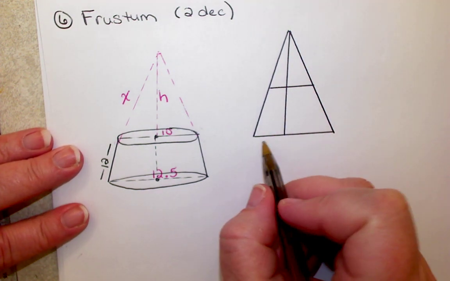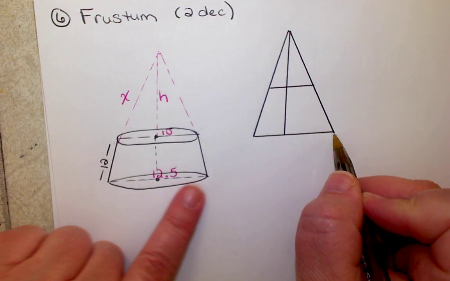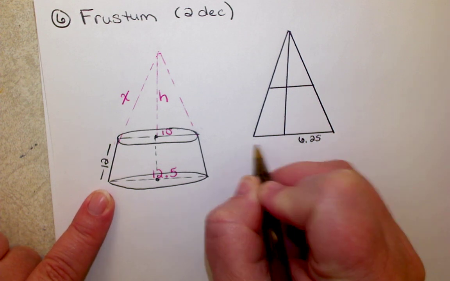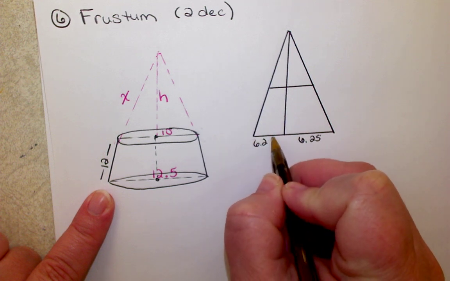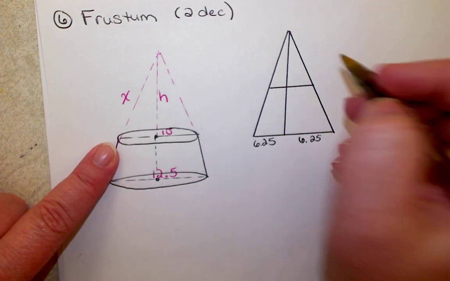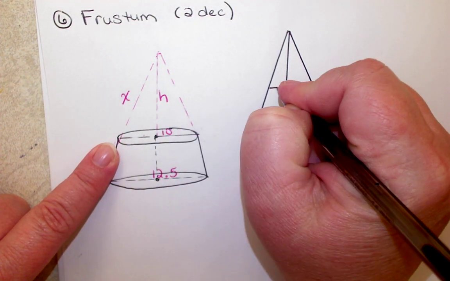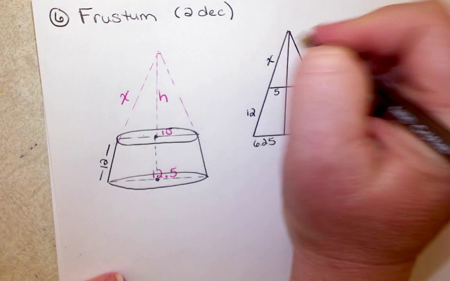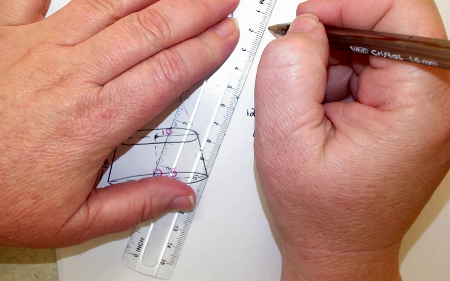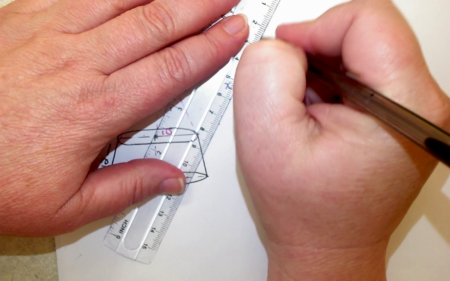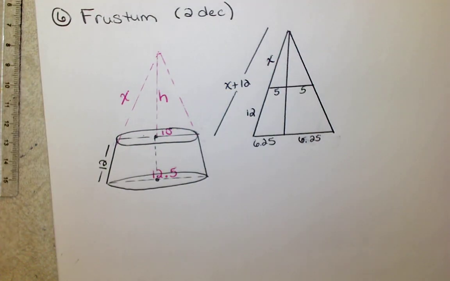What I have right here is that the diameter is 12.5. So half of 12.5 would be 6.25 for the radius. If the diameter here is 10, then each radius would be 5. Now obviously this is 12, this is x, so then the whole side would be x plus 12. All right, that's going to give us enough information to figure this out.